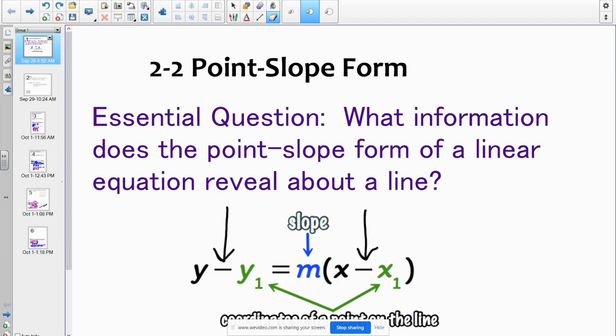Your essential question is, what information does the point-slope form of a linear equation reveal about a line? So when you get done with this lesson, you should be able to answer that question.